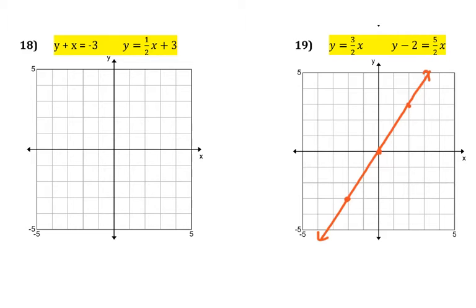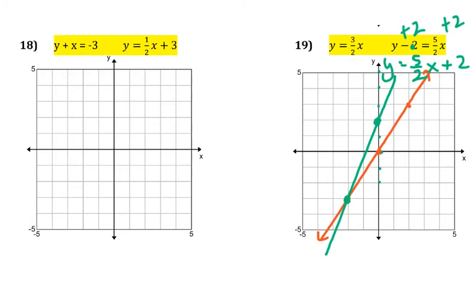The other line I'm going to have to add 2 to both sides. So I'm going to get y is equal to 5/2 x plus 2. And so I'm going to start at 2, and the slope is positive 5 over 2. So 1, 2, 3, 4, 5 over 2. I can also go down 1, 2, 3, 4, 5, backwards 2. And so I need to get to a place where I can see where they intersect, because otherwise it's not really that helpful to graph them.